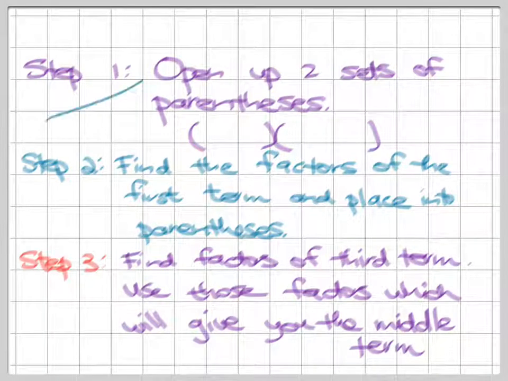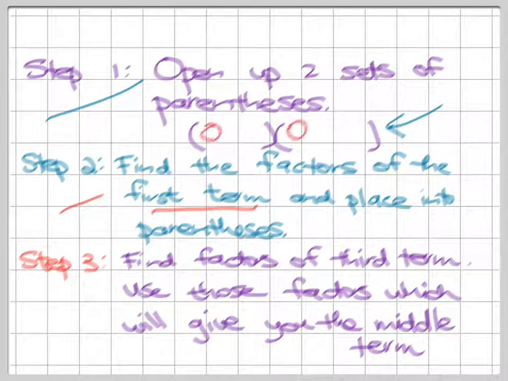Step 1, we're going to open up 2 sets of parentheses like that. Then, step 2, we're going to find the factors of the first term and place them into the parentheses over there. We're going to do some examples now, so don't worry, we will look at it. Step 3, we are going to find the factors of the third term and use those factors to find out what our middle term is. Now that sounds like a mouthful, but it's not so bad.